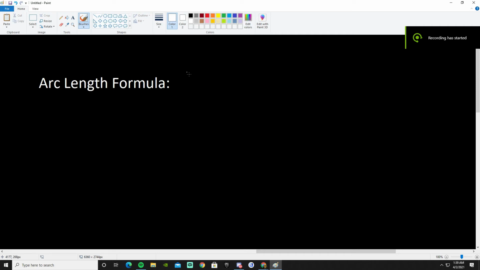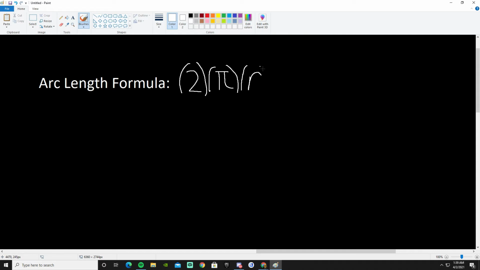The formula is 2 pi, and then it's radius, and then another parenthesis, degrees over 360. This is the first thing you want to know, the most important thing.